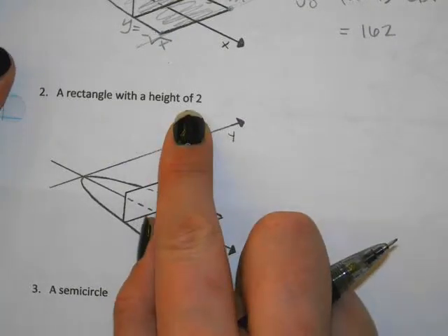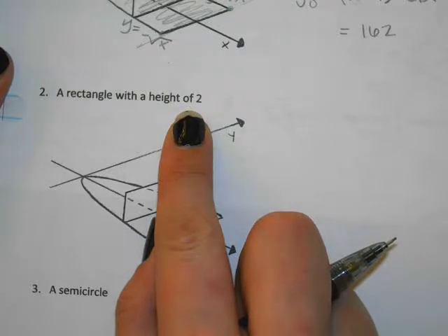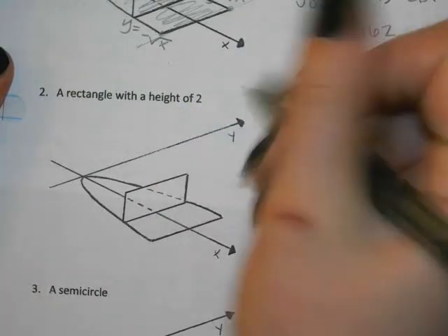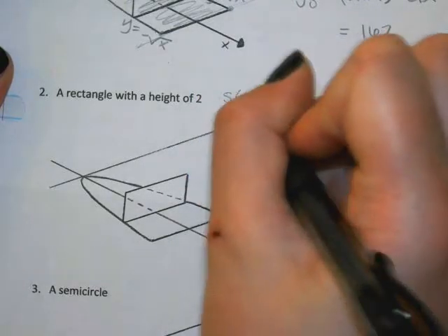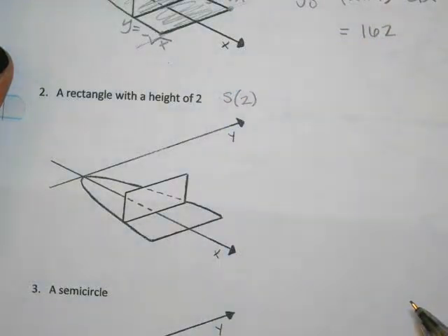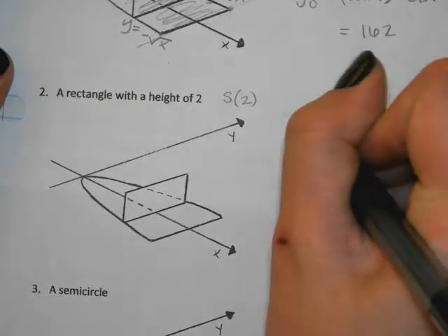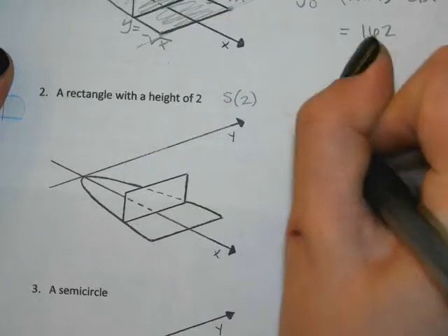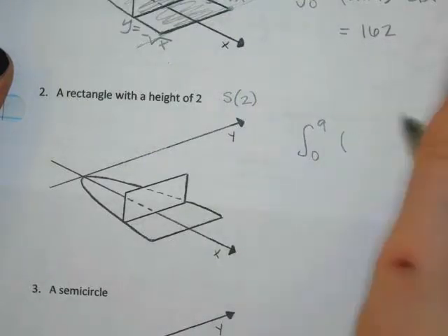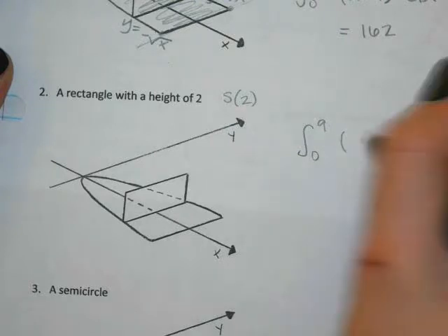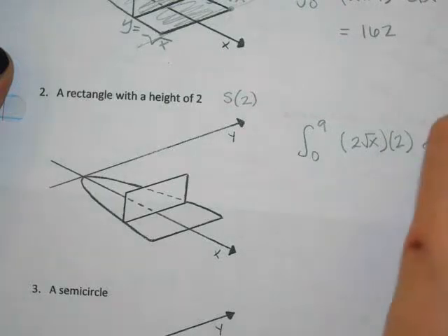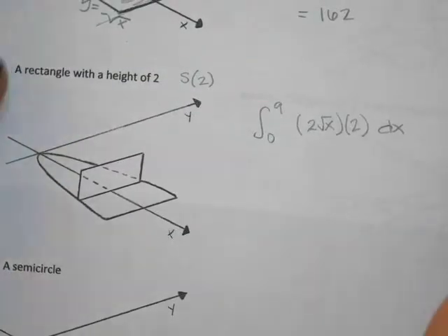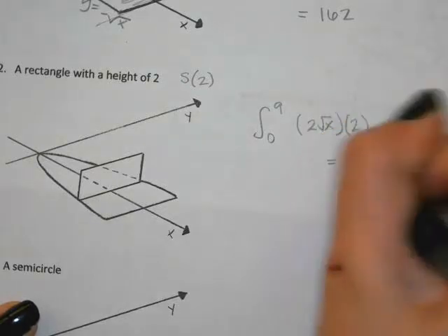All right, let's look at a rectangle with a height of 2. So what's going to be the formula for a rectangle with a height of 2? Yeah, it's going to be base times height. The base is the s value. The height is always 2. The height never changes. It's just always 2. So we're going to say it's from 0 to 9 of s times 2. So our s is 2 square root x times 2 dx. 72.